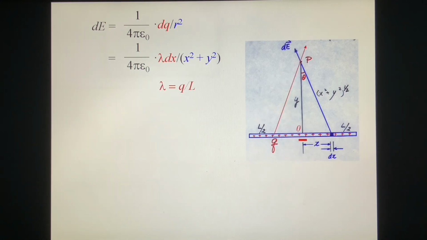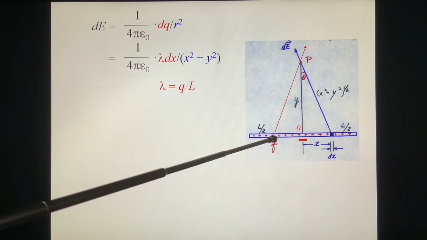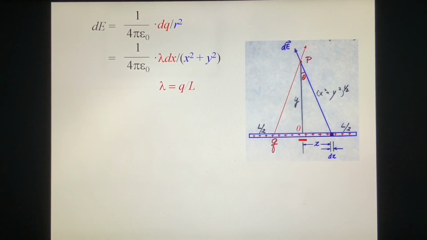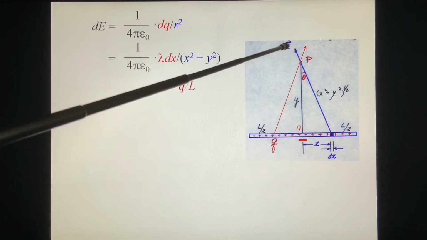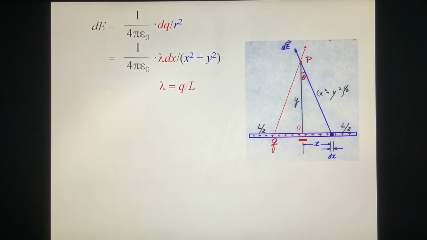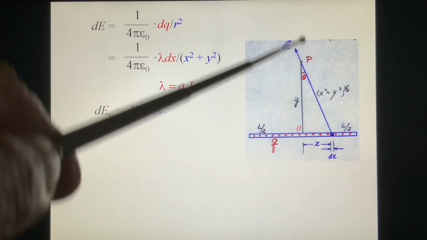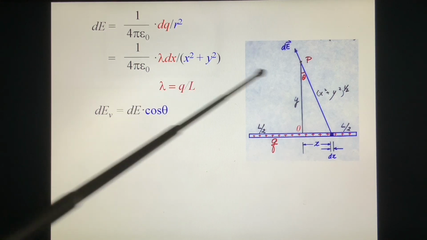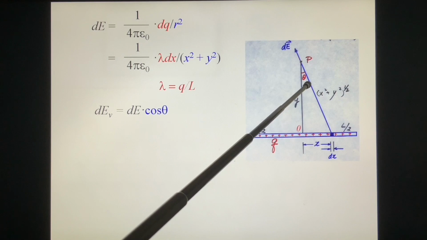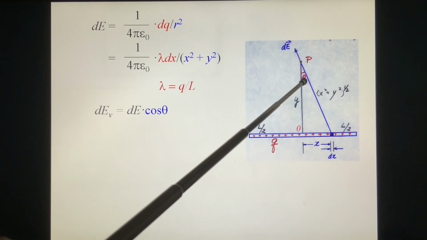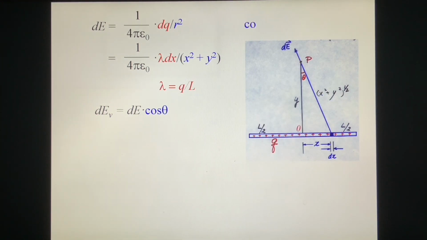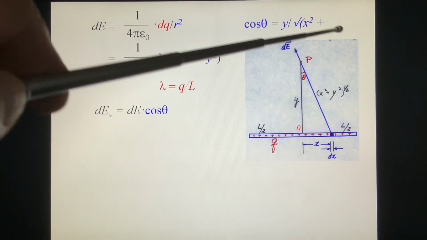And we will see that if symmetrically we take another dx relative to this one, you have dE along this direction. We can tell that the combination of these two dE must be along the y direction, by symmetry. So dEy is the final result. And dEy equals dE multiplied by cosine theta. The cosine theta in this triangle is equal to y over the square root of x squared plus y squared.